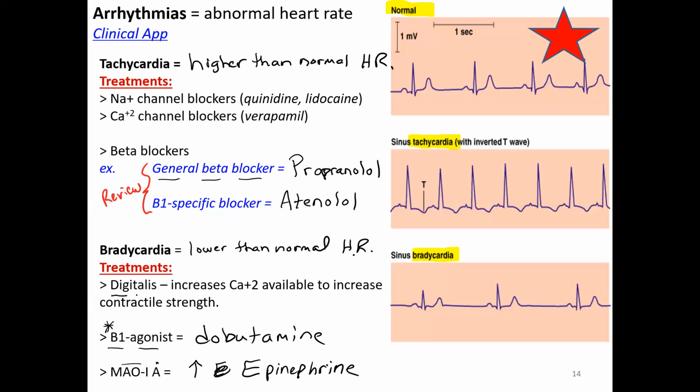Epinephrine. It's an agonist to serotonin, yes, but also epinephrine. Digitalis is a new one for you. It makes more calcium available to the heart. So when the heart contracts, it contracts stronger, and that will make more blood leave the heart when it contracts.